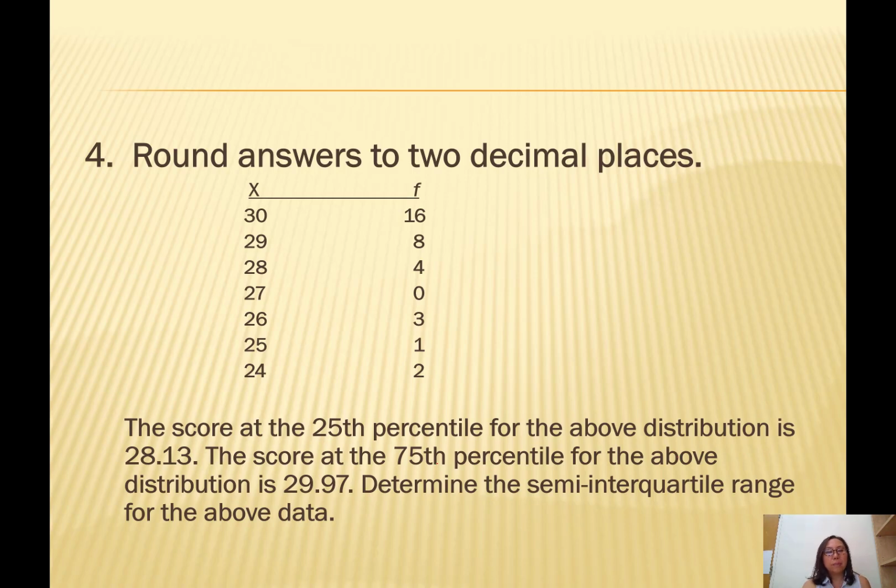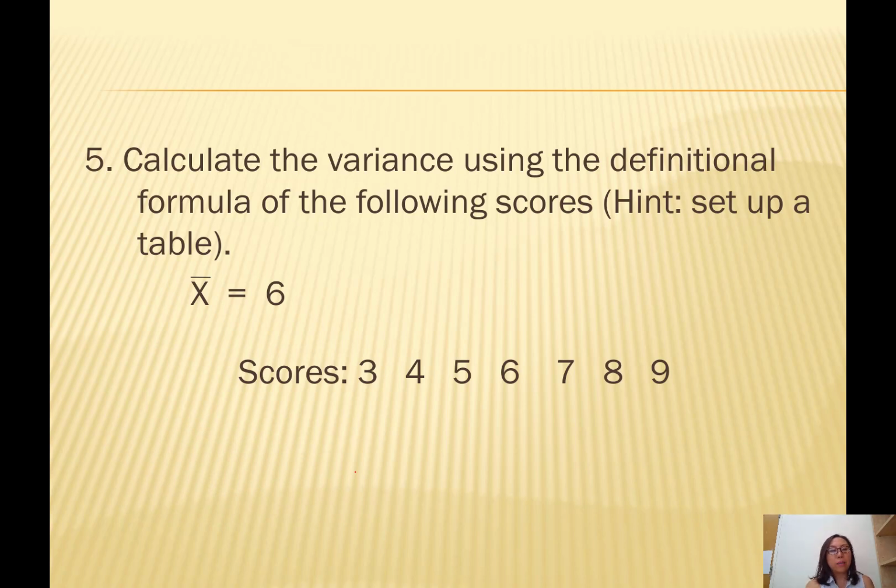And it says at the bottom, the score at the 25th percentile for the above distribution is 28.13. The score at the 75th percentile for the above distribution is 29.97. To determine the semi-interquartile range for the above data, we recall the formula for semi-interquartile range: we want to take the difference between these 2 scores, the 75th percentile minus the 25th percentile, and take the average of the difference, and that should give you your semi-interquartile range.